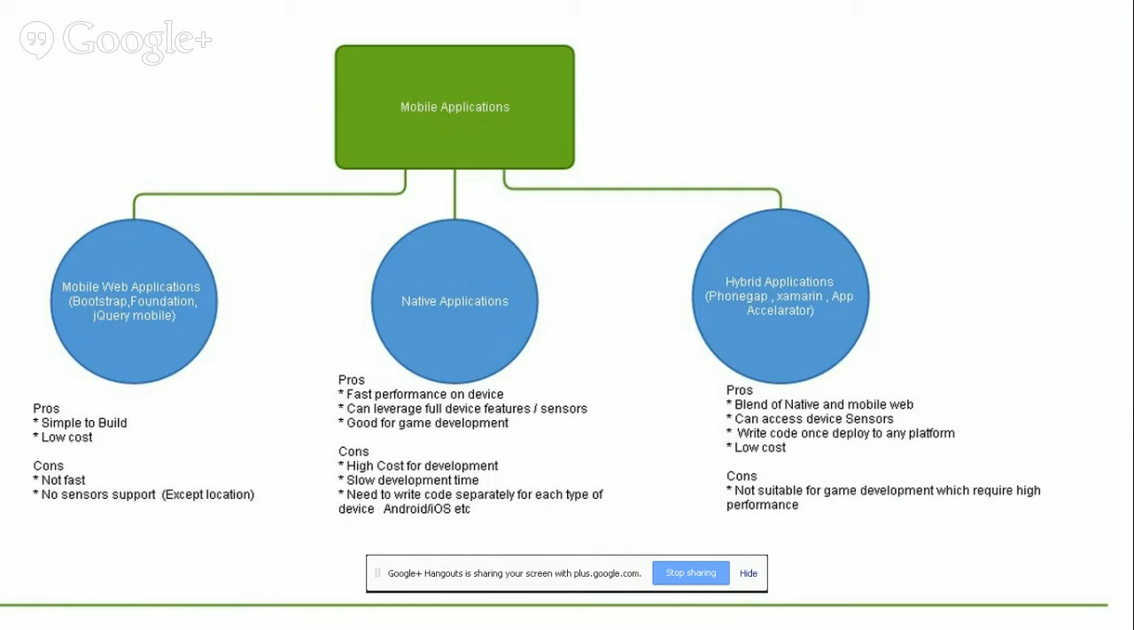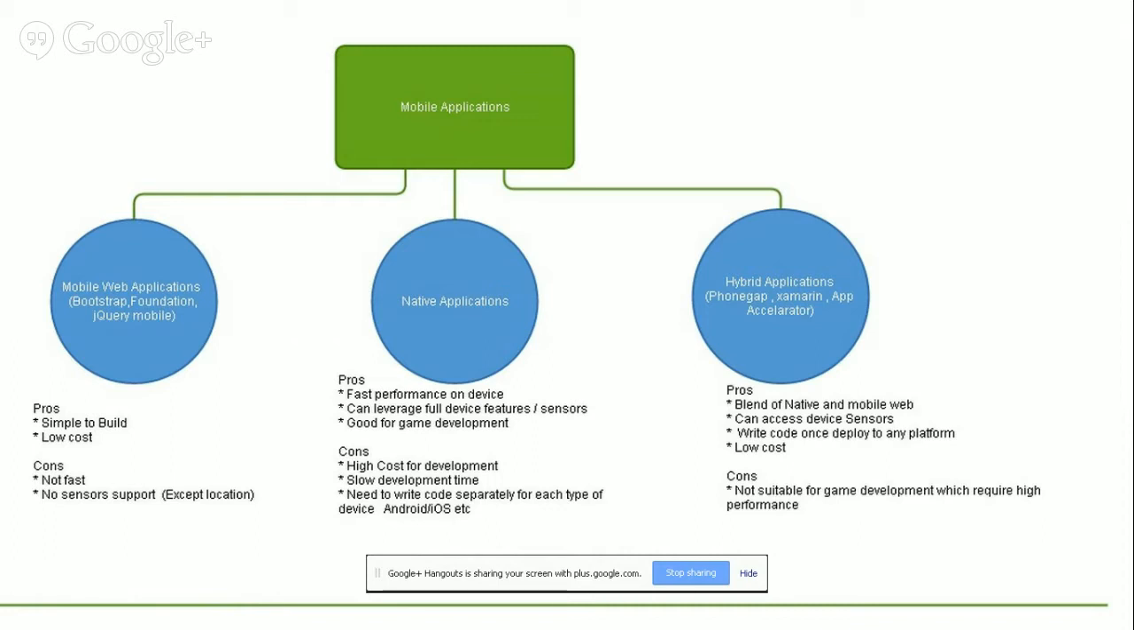The next option is native applications. These are applications written in their respective languages. If it is an Android application, it's written in Java, and if it's an iOS application, it's written in Objective C. Let me know if you can hear me or not. Just ping me on Facebook for confirmation.